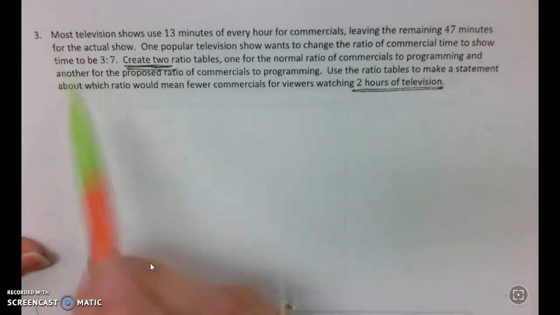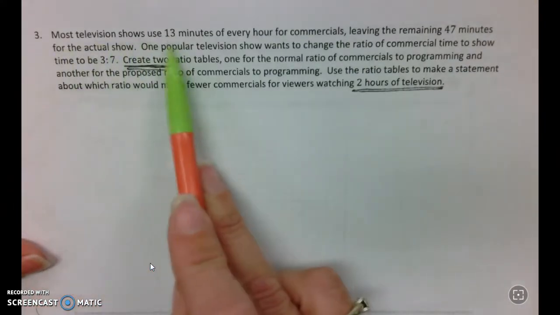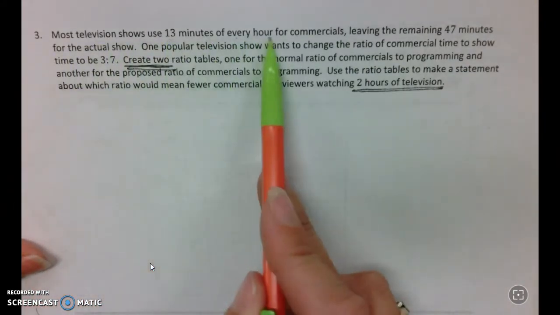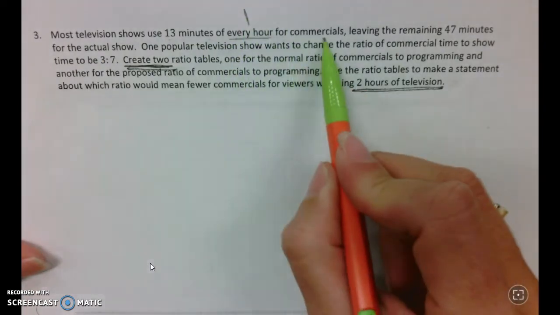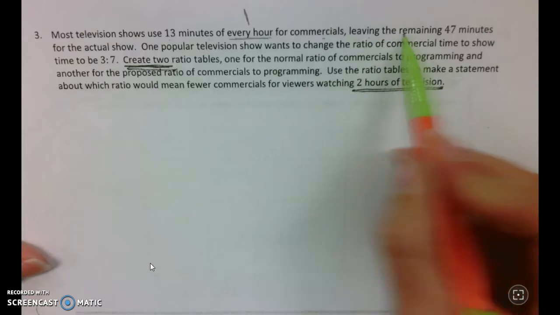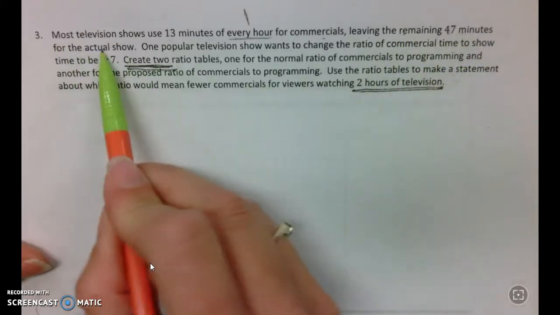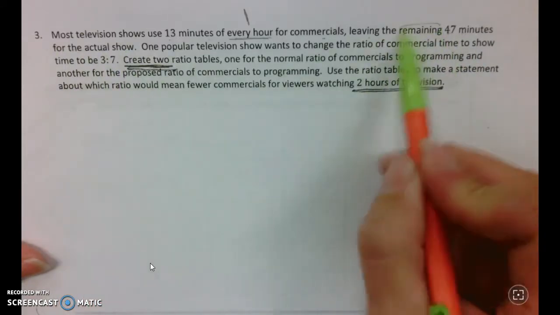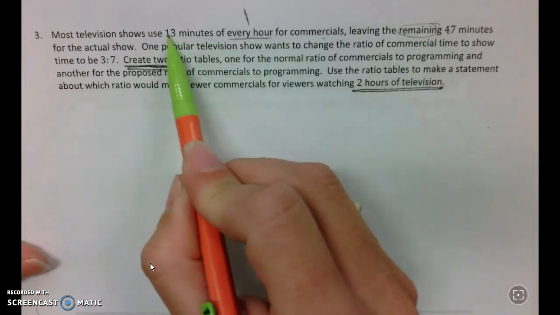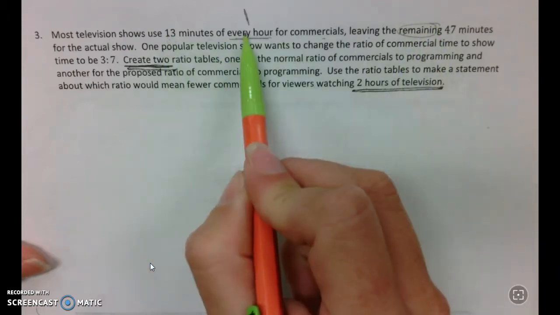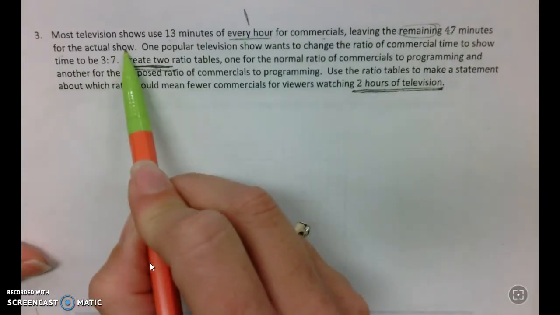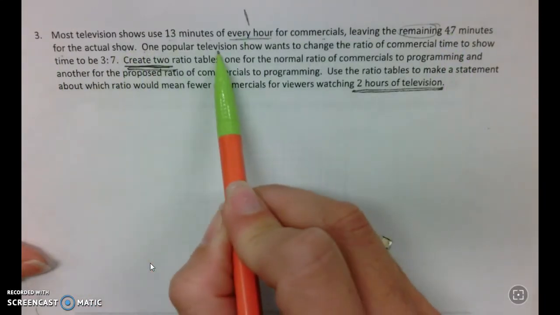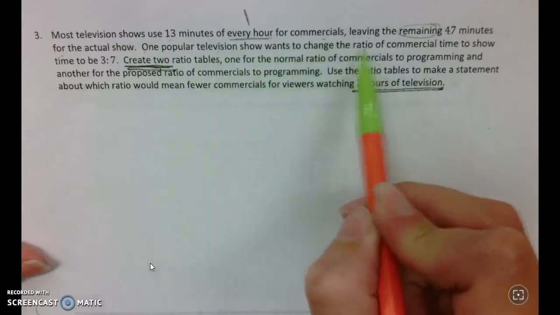So what they tell us is that most television shows use 13 minutes of every hour, so I know that's 1 hour, for commercials, leaving the remaining 47 minutes for the actual show. So the remaining minutes is after these 13 minutes of this hour of commercials, there is still 47 minutes left for the actual show. One popular television show wants to change the ratio, okay?